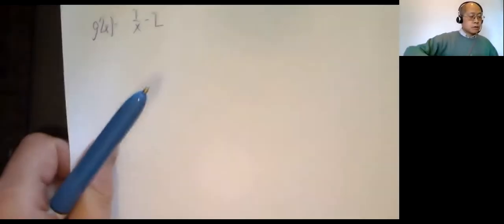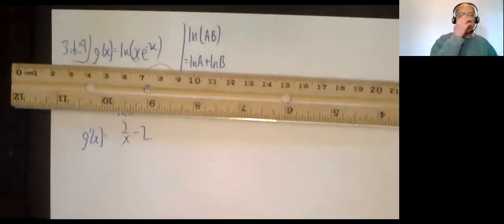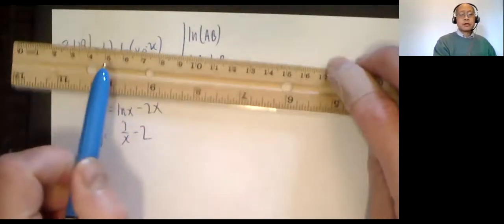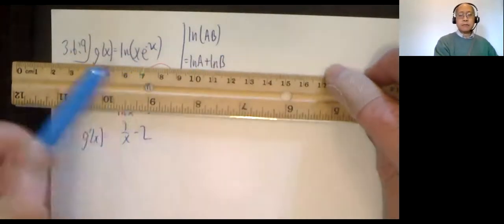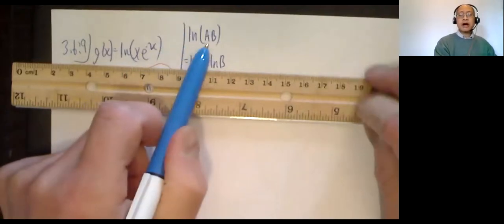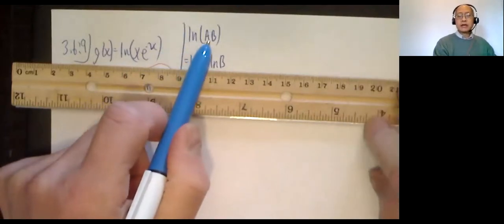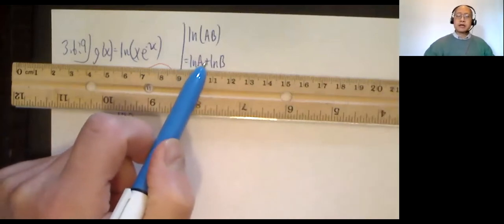All right, I'll show you another problem where you definitely want to use properties of logs. That would be number 9. So when you have logs, ln in particular, take advantage of your properties of logs. g of x is ln of x e to the negative 2x. Now, recall from algebra, the natural log of a product, ln of ab, is the sum of the logs, ln a plus ln b, right?